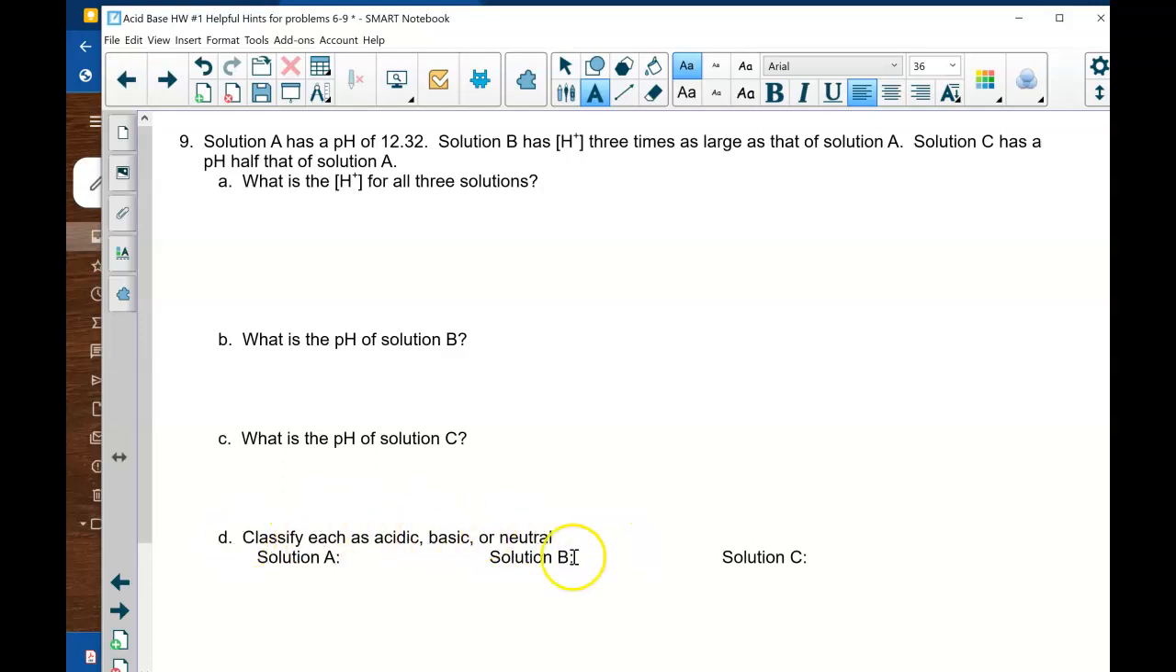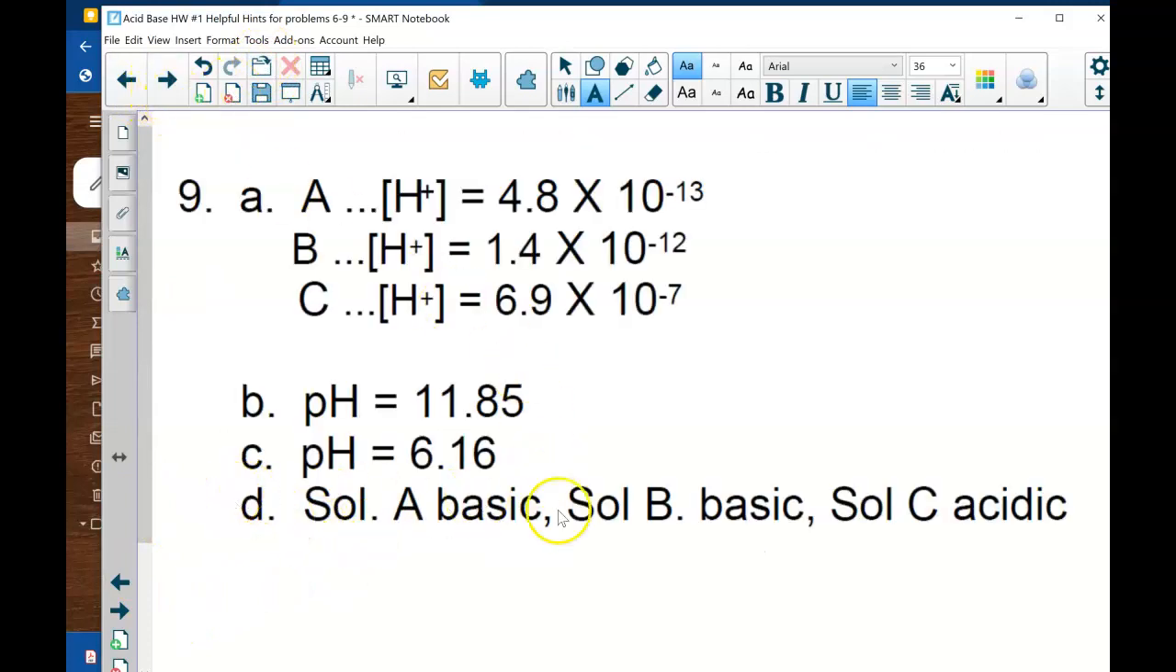So you're going to classify them and justify. You can justify them as acidic, basic, or neutral. In your justification, you will write a statement that talks about their pH and how from the pH you know if it's acidic, basic, or neutral. Or you could talk about how you can tell if it's acidic, basic, or neutral by comparing H plus versus OH minus concentration. Here's the answers you should get, except for on part D, you should write a statement of justification.